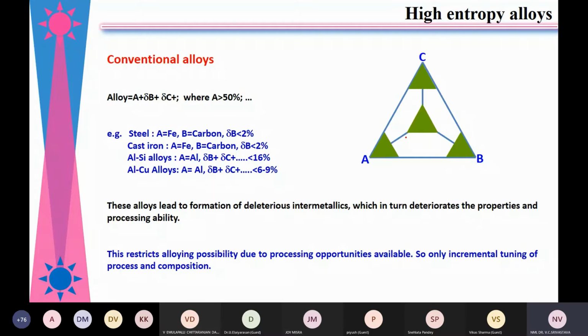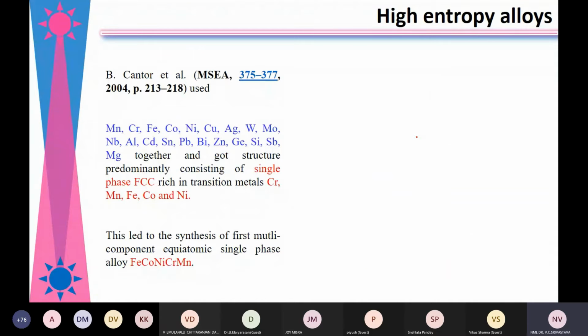That basically remained unexplored as conventional alloys, and suddenly in 2004 there was a publication by Professor Brian Cantor, and he basically used to work in the area of metallic glasses, where people used to put a large number of different elements, and we call it the confusion principle. Using that, they used to design glassy materials, bulk glassy materials. So I think that led him to try 20 elements together and melt them. But what he found was that the major fraction of that material was a single phase FCC with chromium, iron, manganese, cobalt, and nickel.